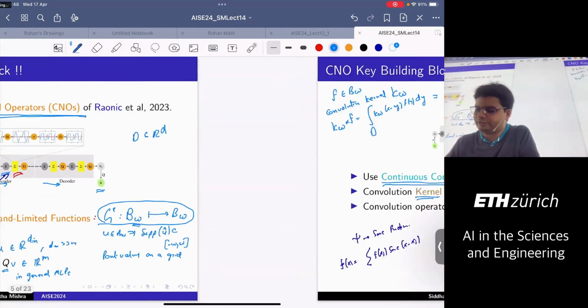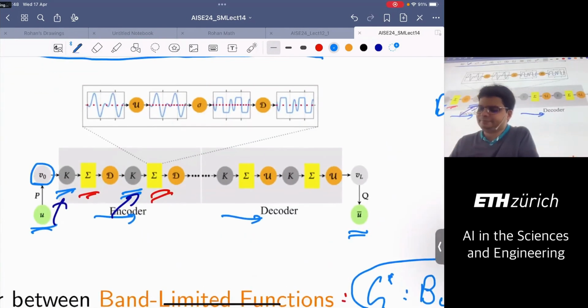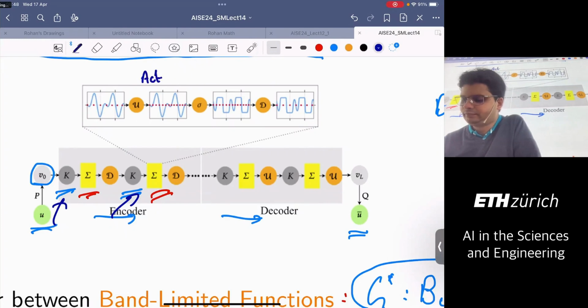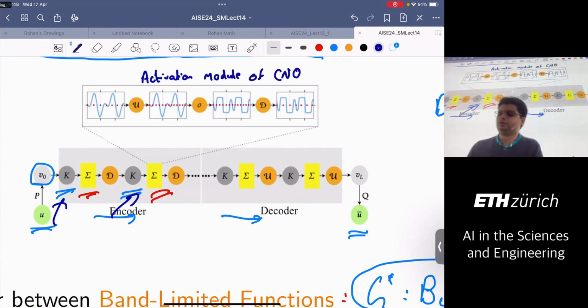Perhaps I can use a figure, maybe this one. Okay, so this is the nonlinearity. This is the nonlinear activation module. Activation module of CNO. Okay, so what does it do? And please try to focus.